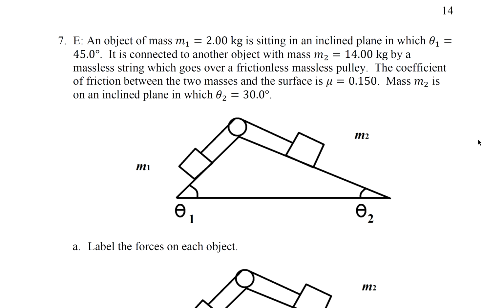Question 7. An object of mass m1 equals 2 kilograms is sitting on an inclined plane in which theta 1 equals 45 degrees. It is connected to another object with mass m2 equals 14 kilograms by a massless string which goes over a frictionless massless pulley. The coefficient of friction between the two masses and the surface is mu equals 0.150. Mass m2 is on an inclined plane in which theta 2 is 30 degrees.